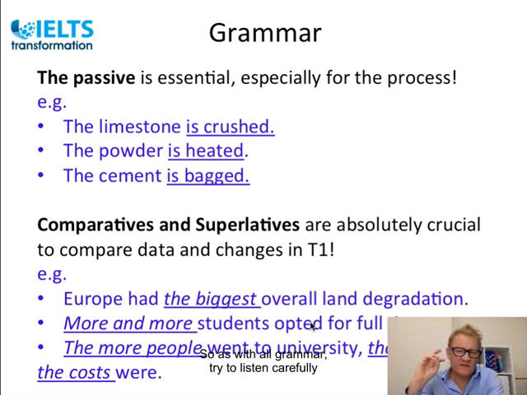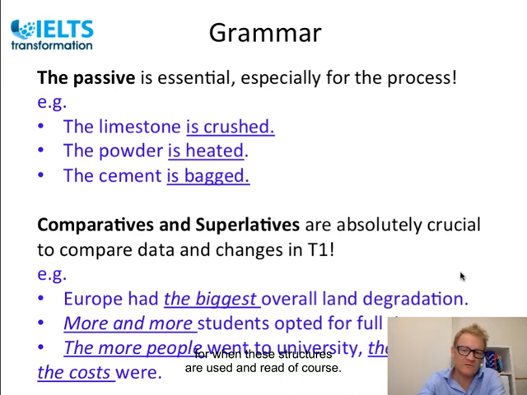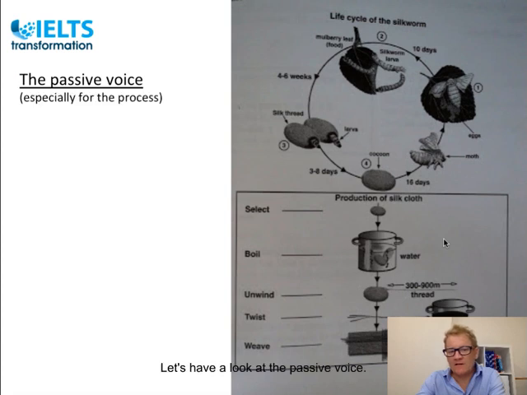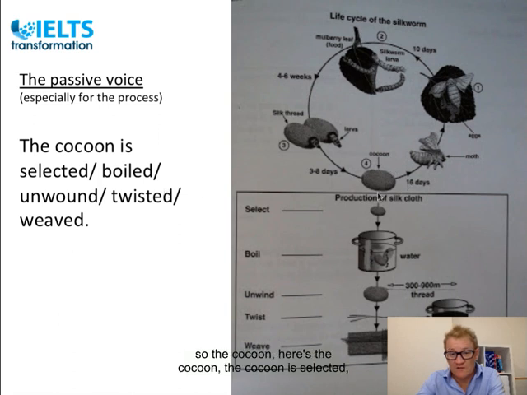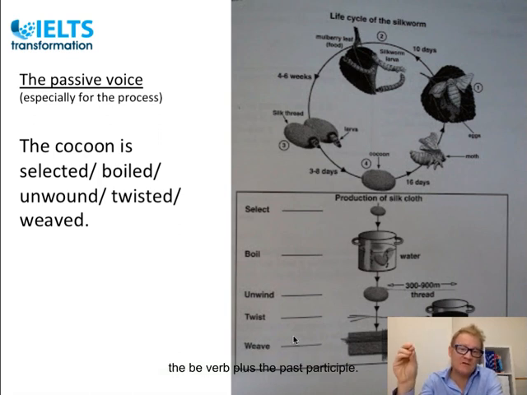As with all grammar, try to listen carefully for when these structures are used, and read, of course. Let's have a look at the passive voice. Here's the life cycle of the silkworm from one of the old Cambridge IELTS books. If we just look here, you can see the verbs are written down the side. So the cocoon: the cocoon is selected, it is boiled, it is unwound, it is twisted, it is weaved. Don't forget to make the passive voice, it's the be verb plus the past participle.